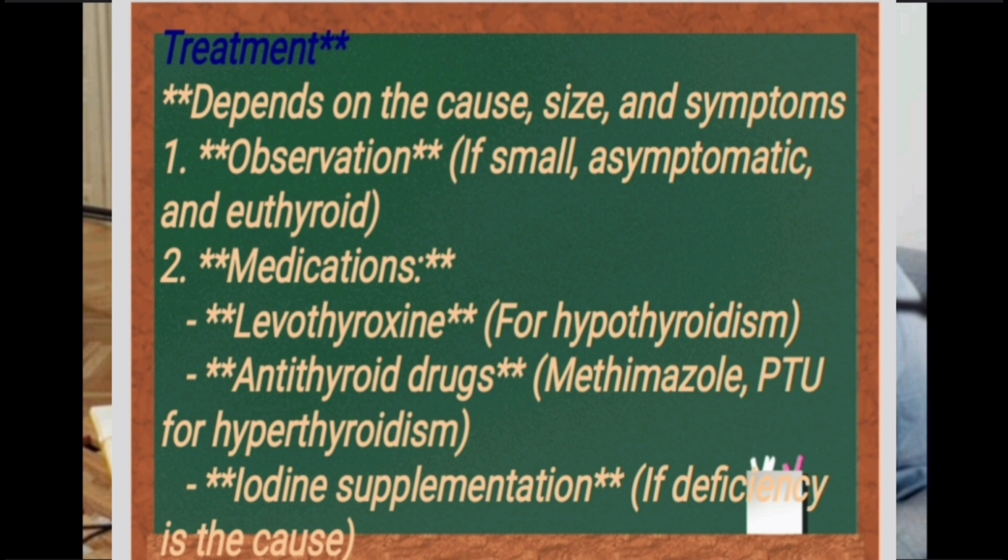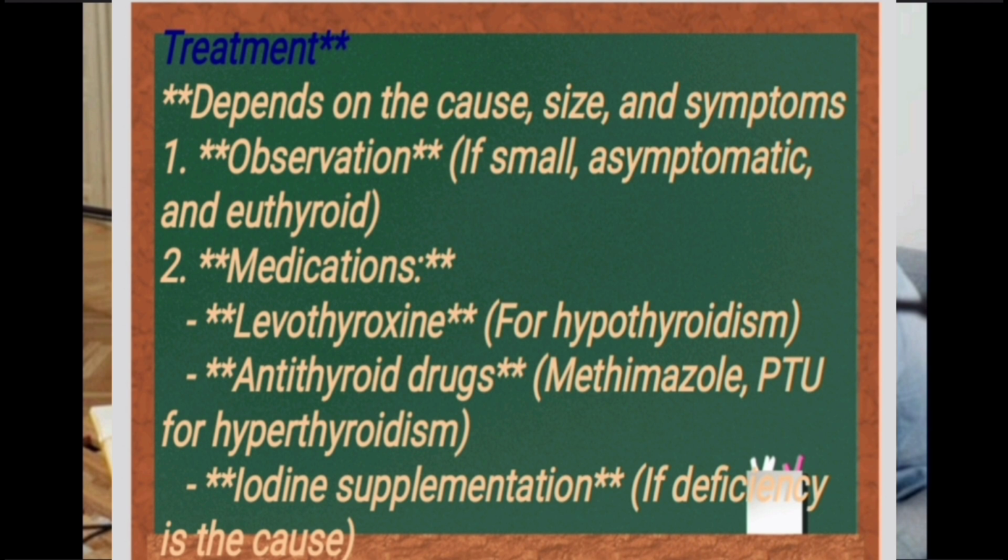Okay. What about medications? Medications primarily target the underlying issue. If you have hypothyroidism, you'll likely get levothyroxine, that's synthetic thyroid hormone. Sometimes it's even tried for simple goiters to see if it helps shrink them, though that's debated. And for hyperthyroidism? Then you'd use antithyroid drugs like methimazole or PTU to slow down hormone production.